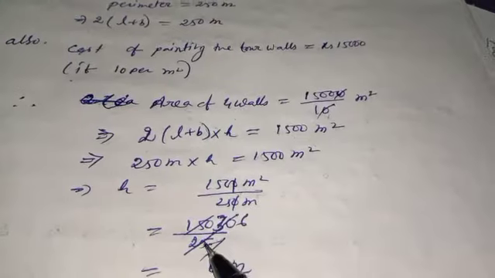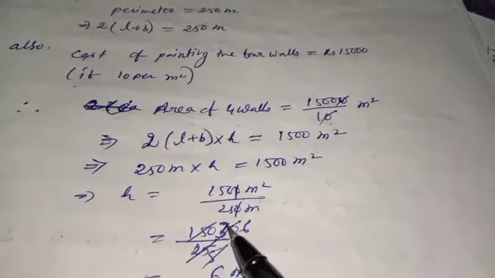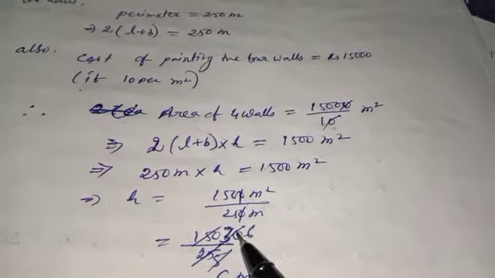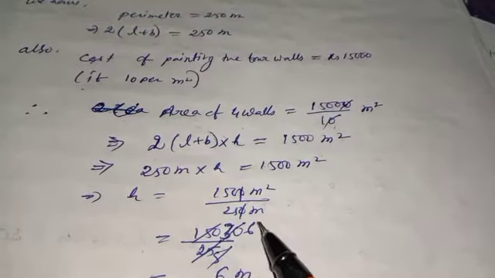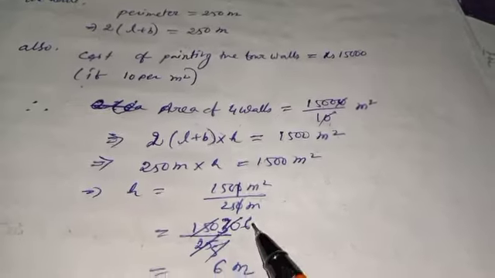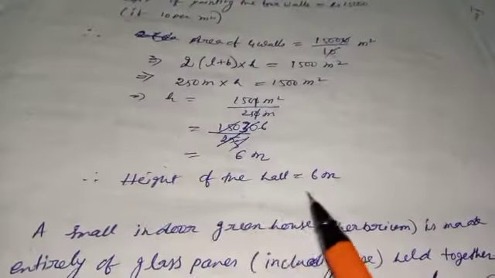0, 0 cancel. Then 25, 150. 5 5 is 25. 5 3 is 15, 0 means 30. I mean to say 5 30 is 150. Then 5 6 is 30. Yes, that means 6 meter. Therefore, height of the hall is 6 meter.